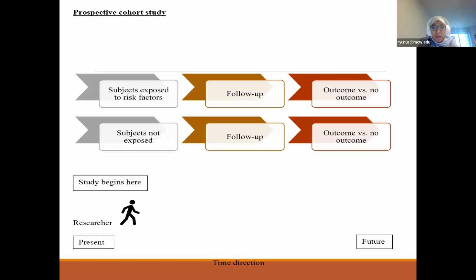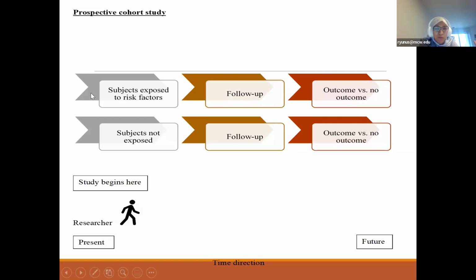I have shared this slide in the previous lecture. This is just to show you how a prospective cohort study looks in comparison to case control. So as a researcher, you begin here, this is the present, and you're looking to the future. You are waiting for the outcome to happen, or trying to see which of your study subjects will eventually develop the outcome and who among them will not.